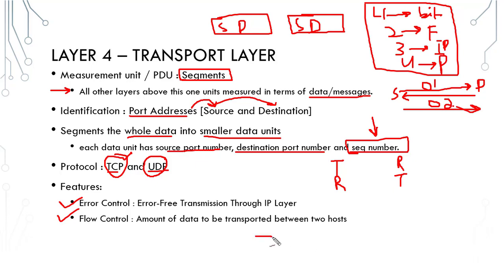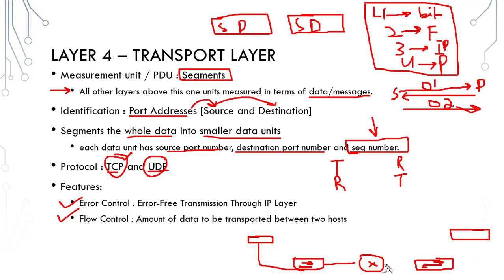Let's say we have two computers here. Don't mind my drawing. And let's say we have two switches here and a router here, and these are connected with one another. Let's say PC1 wants to send data to PC2, and we are using a connection oriented protocol, the TCP protocol.